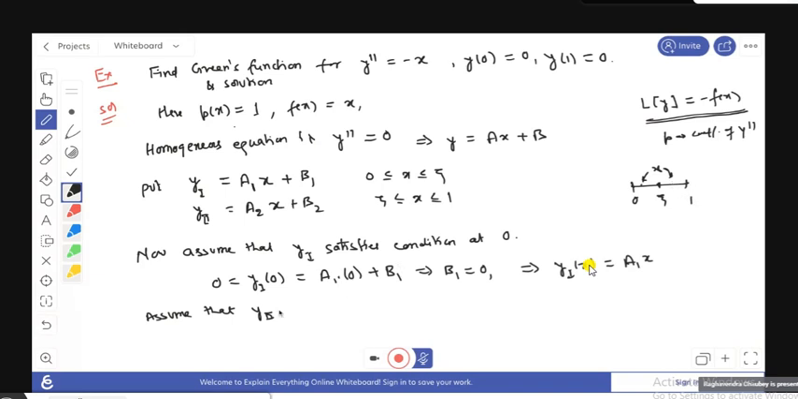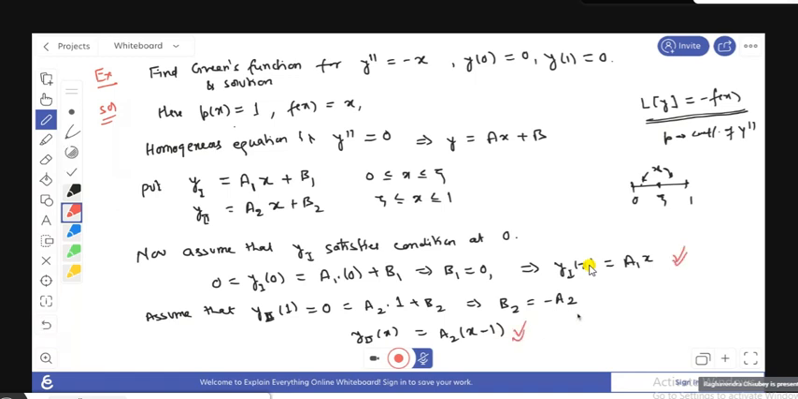Okay, so y2 of 1 equals 0. This means a2 of 1 plus b2, so this implies b2 equals minus a2. So what is your solution? y2(x) equals, putting b2 equals minus a2, a2 times (x minus 1). Okay, so this one is the solution y1(x), and this is the solution y2(x).